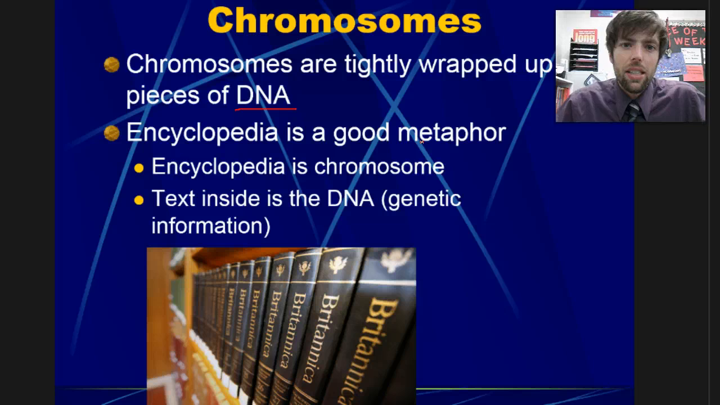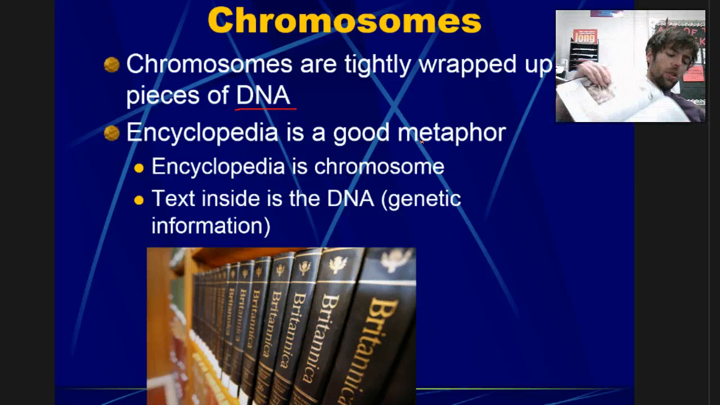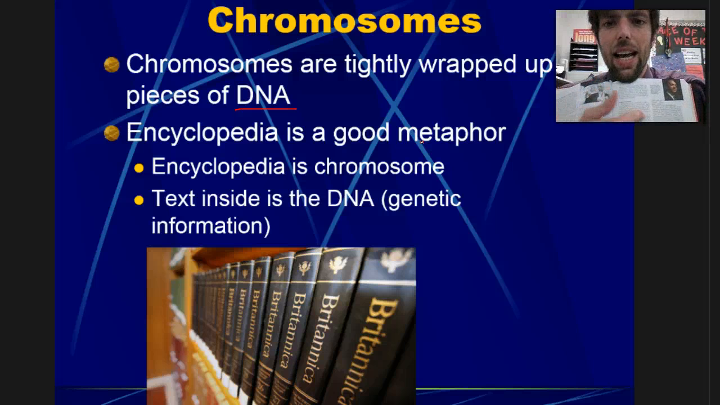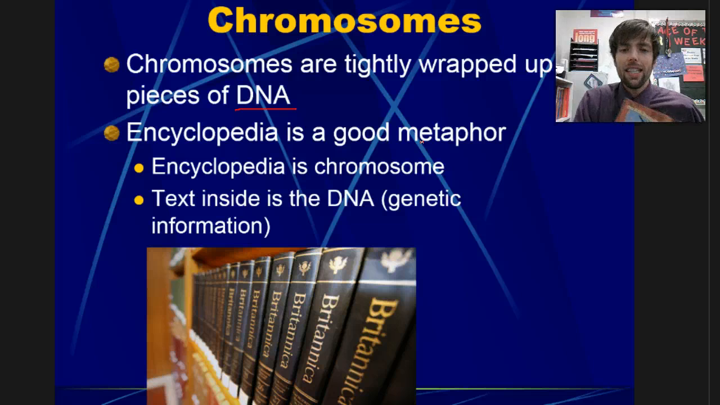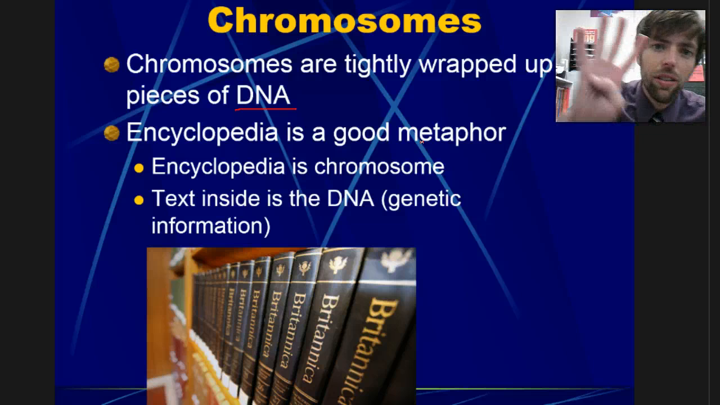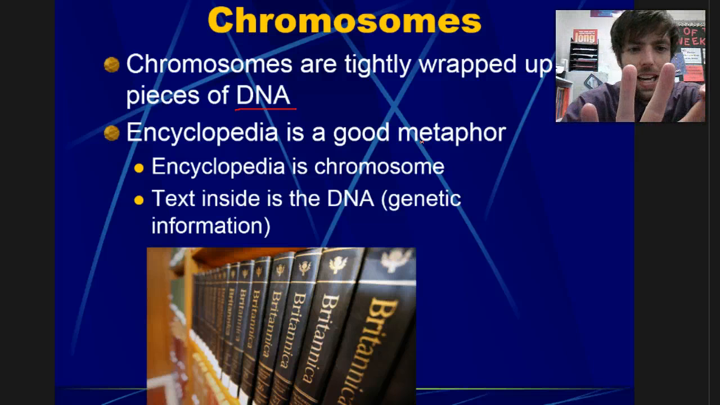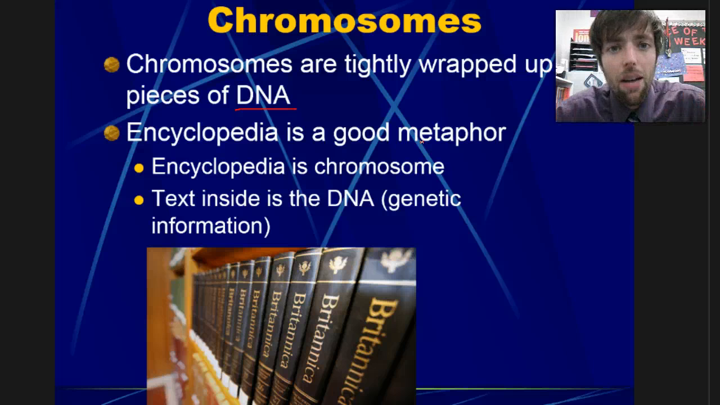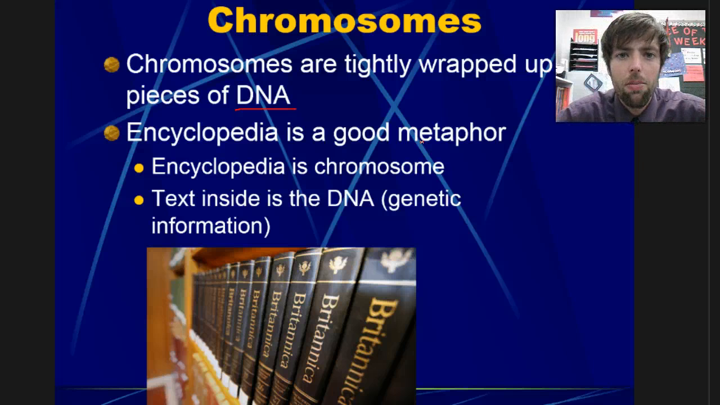And so if you think about the encyclopedia as the chromosome, then the text inside would be representative of DNA, all of these individual letters. And you're going to learn in high school that DNA is an alphabet. In fact, it's a funny alphabet that has only 4 letters in it, A's and T's and G's and C's. And by putting those letters in all sorts of combinations, we can create a blueprint for the human body.